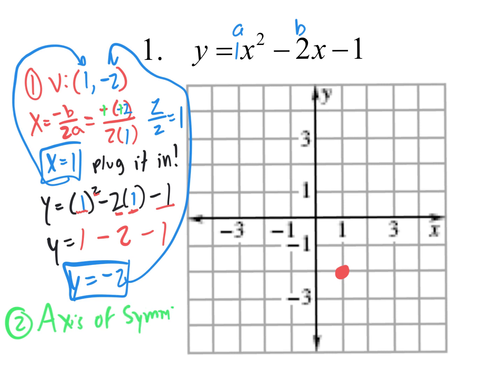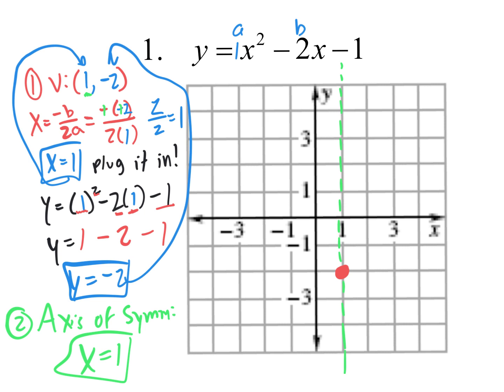So right below your vertex work, write down axis of symmetry. Now, stating the axis of symmetry, drawing it is way easier because you would just draw a vertical line going right through your vertex. But the equation is x equals whatever the x value of your vertex is, which in this case is 1. So there you go. That produces a vertical line crossing the x-axis right at 1. There it is. x equals 1 is the axis of symmetry.